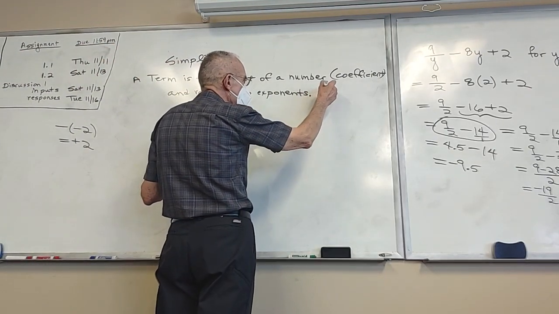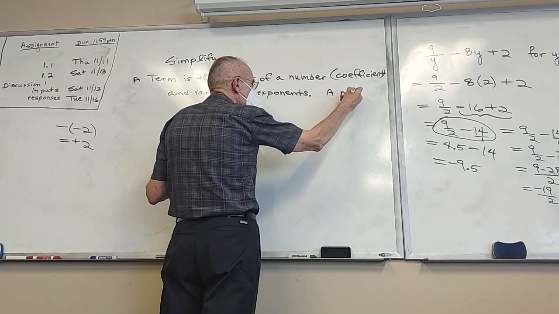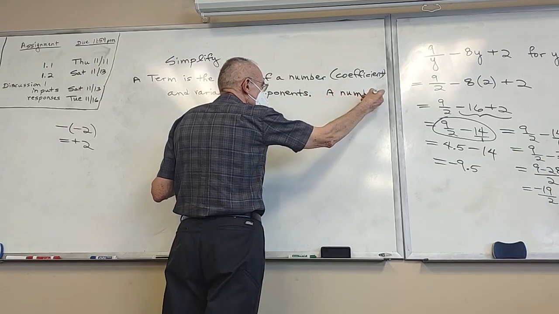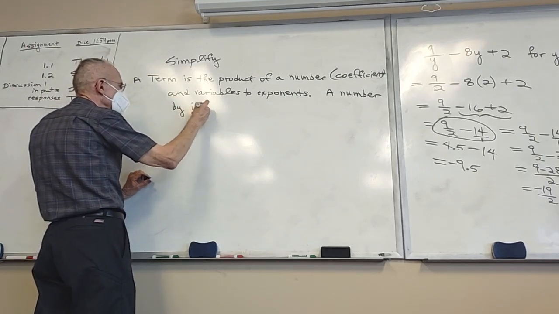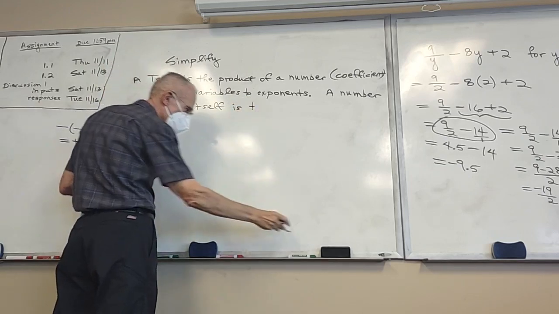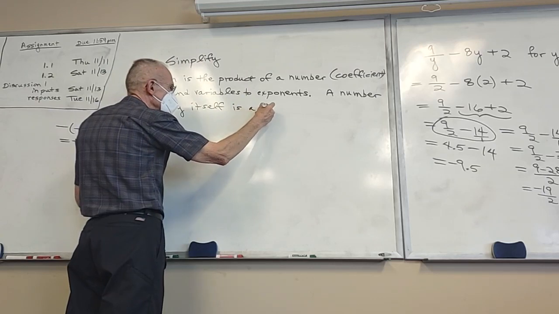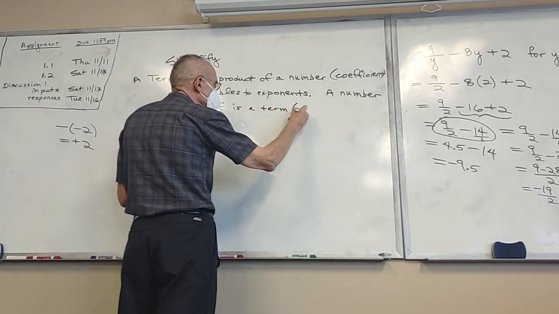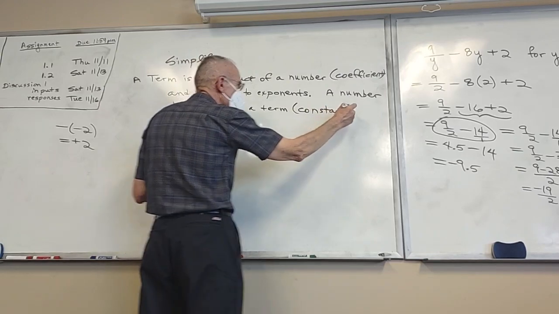Is it possible not to have any variables? Yes. A number by itself is a term. I'm trying to anticipate your questions. So a number by itself is a term, and that's called a constant term. So let's make sure we understand what a term is.